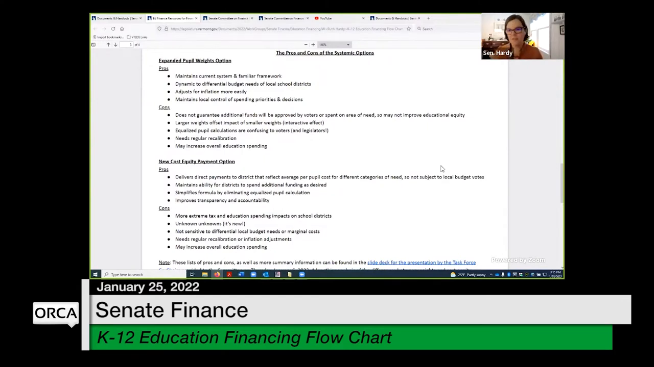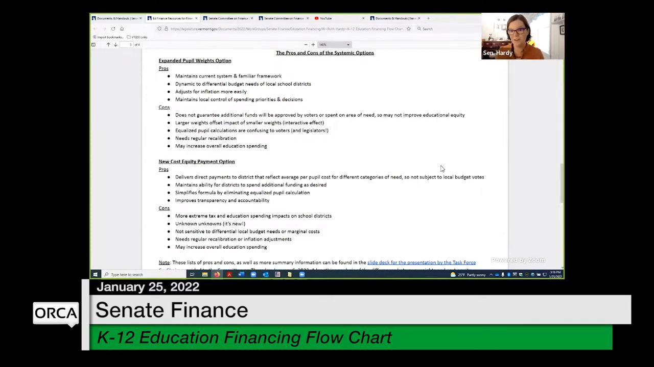They're dynamic to differentials in budgets. They basically maintain local control and they adjust for inflation more easily. So those are the pros. The cons is it doesn't guarantee that school districts are going to use the tax capacity that they gain from additional weights for spending on pupils or for spending on the area of need. They could choose to use that extra tax capacity to reduce their taxes and not spend anything additional on students or areas of need. Again, it's local control.